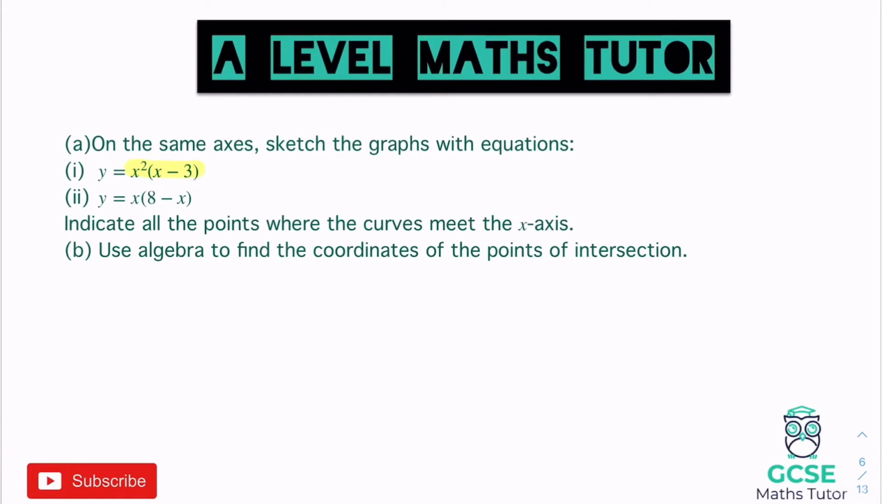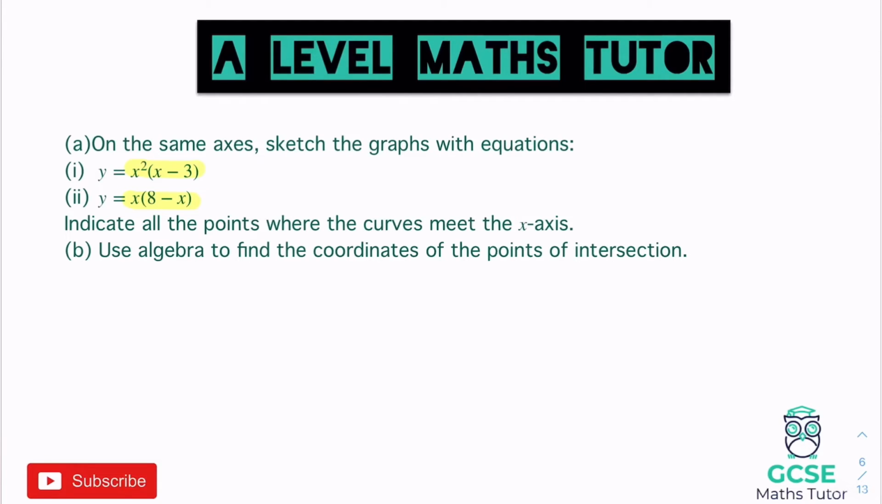And we have a quadratic in the second one, as we would get an x squared if we were to expand that one. It says indicate all the points where the curves meet the x-axis, similar to before, and use algebra to find the coordinates of the points of intersection. So again, we're going to just think about what these curves look like.